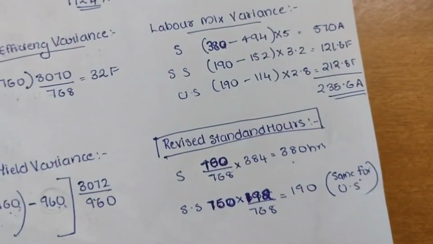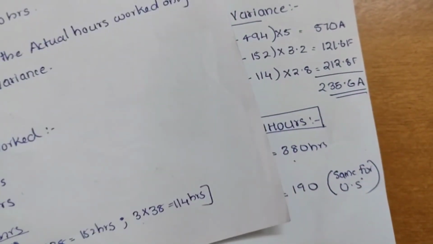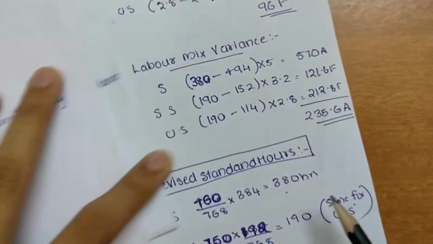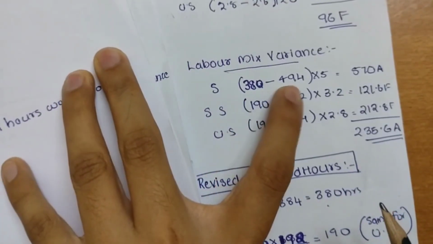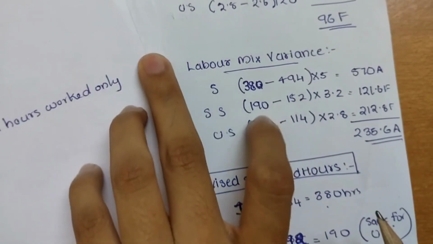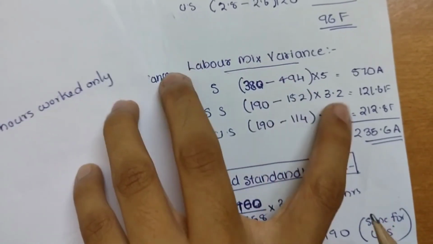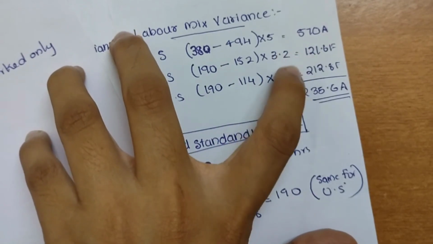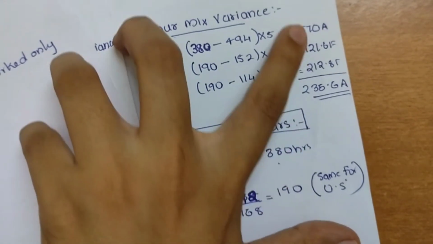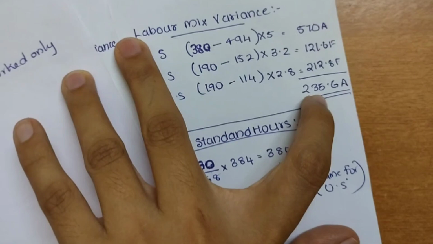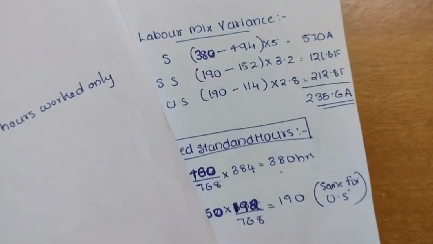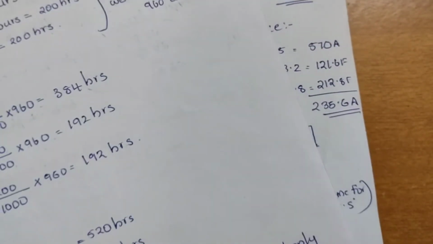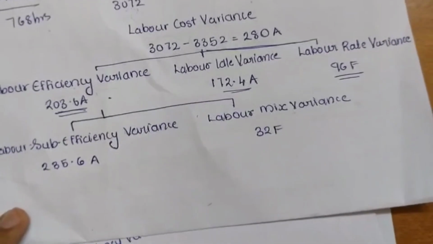So what actual hours are we going to take? We are going to take the actual hours worked itself. So revised standard hours minus actual hours worked, into standard rate. The same goes for all three. Once we do this, we'll end up with 570 adverse, 121.6 favorable, 212.8 favorable. We take the net effect and we get 235.6 adverse. So we have calculated all the necessary variances.